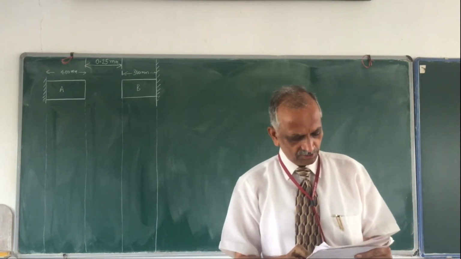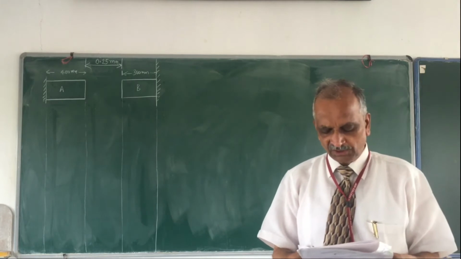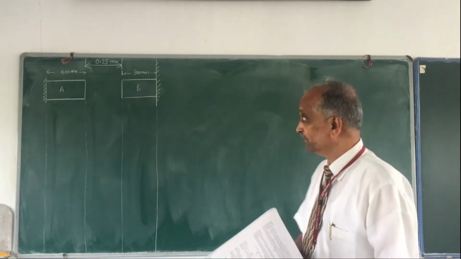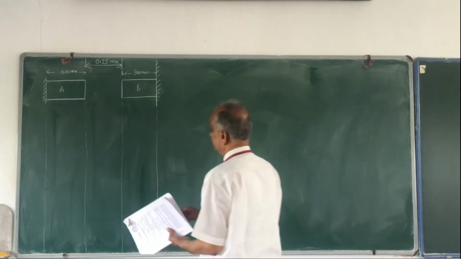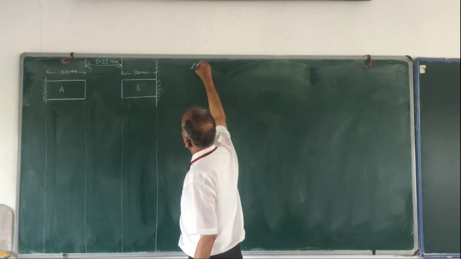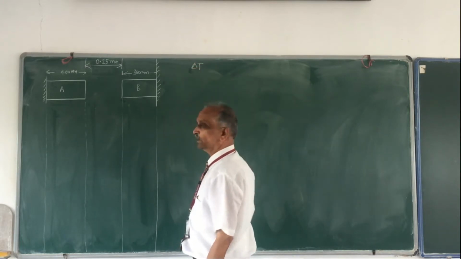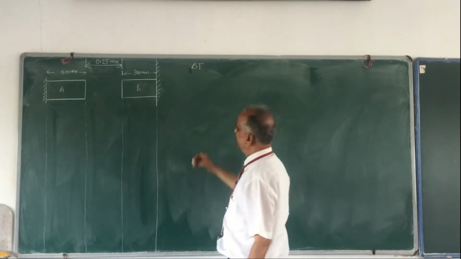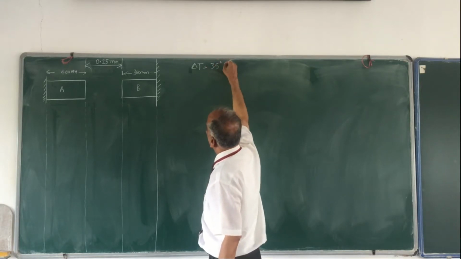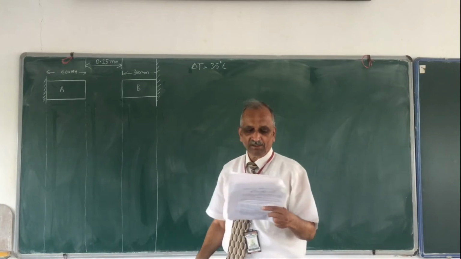Next. What are the stresses induced in the bars if the temperature rise is 35 degrees centigrade? The temperature rise is 35 degrees centigrade, therefore it is delta T. I don't know the room temperature and what the final temperature is, but I know that delta T is 35 degrees centigrade.